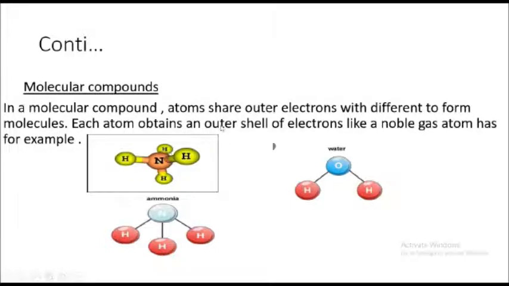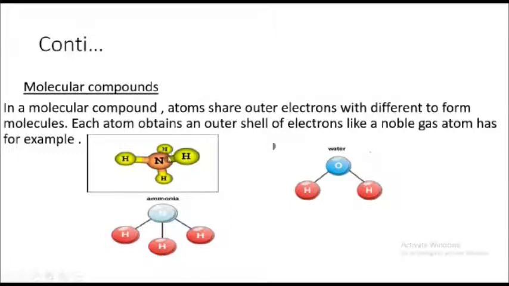Each atom gains a full outer shell of electrons like a noble gas. Each of the atoms that share electrons will gain a full outer shell of electrons like noble gases, because the outer shells of noble gases are full.